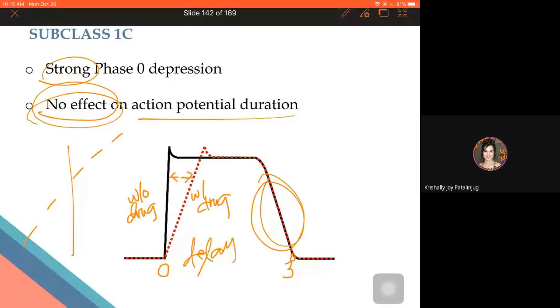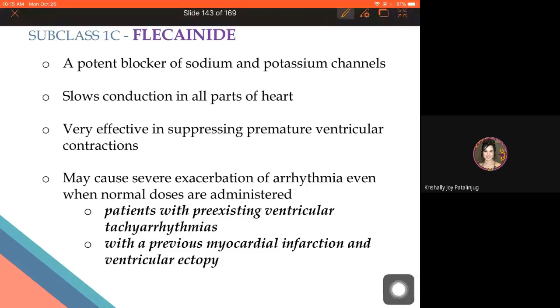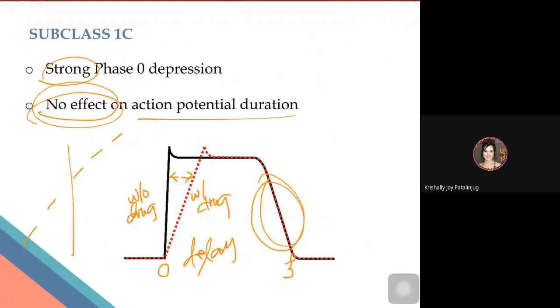Now let us proceed to the different examples. First on the list is flecainide. It has both sodium and potassium channel blocking effects. But although it blocks potassium channels, the alteration is insignificant. Again, although it blocks potassium channels, its action against repolarization is insignificant.